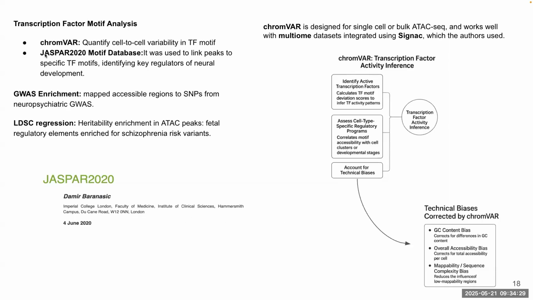To make this specific analysis, they use the JASPAR 2020 motif database, which contains a lot of transcription factors related to different species and organisms. They then run the GWAS enrichment for accessible regions with SNPs for neuropsychiatric GWAS, and they also run LDSC regression, that is the heritability enrichment in ATAC peaks. This is very specific for the study.